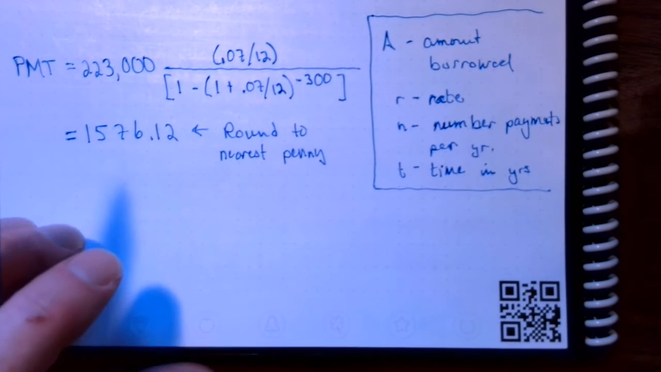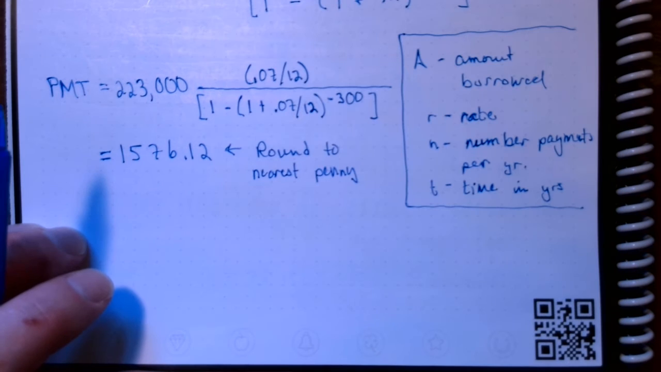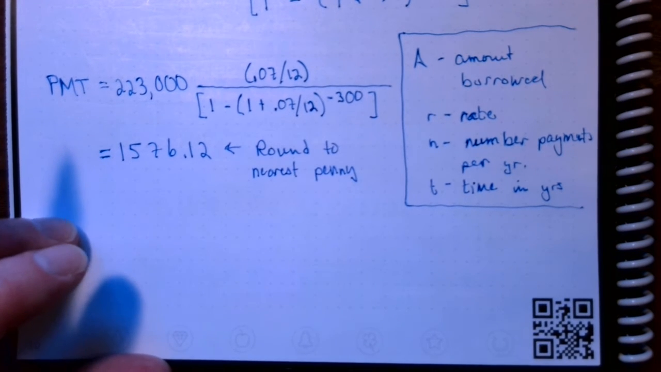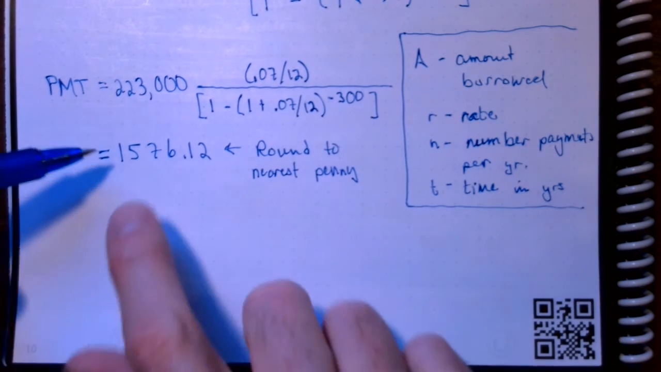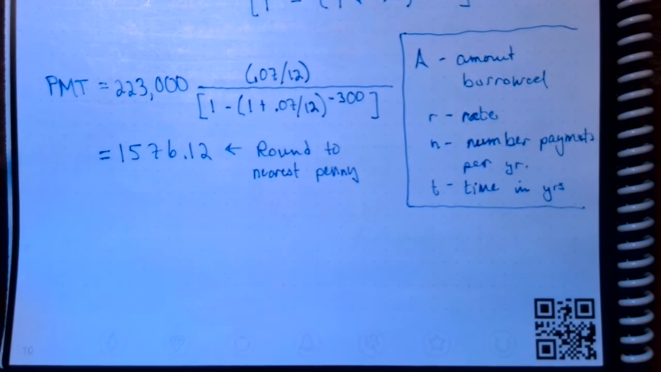So you're going to need to send the bank this amount every month for 25 years to pay off that mortgage.